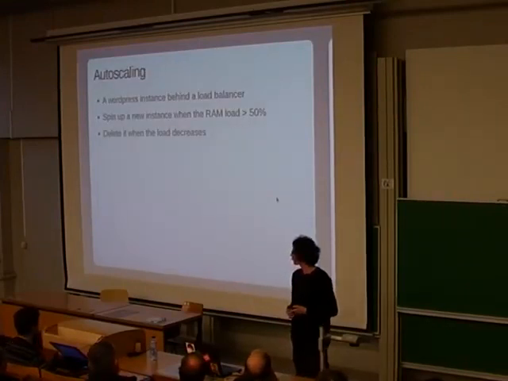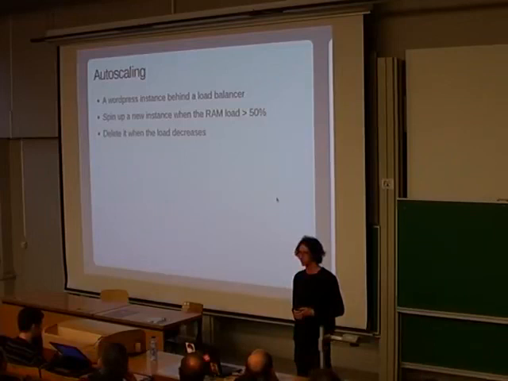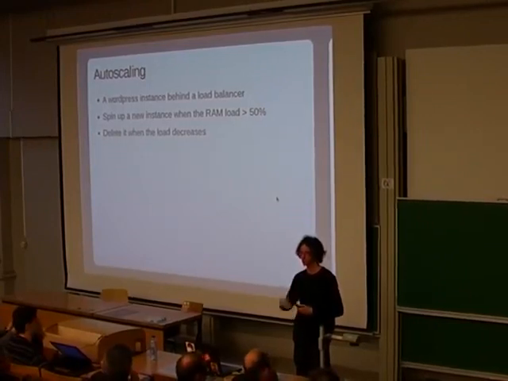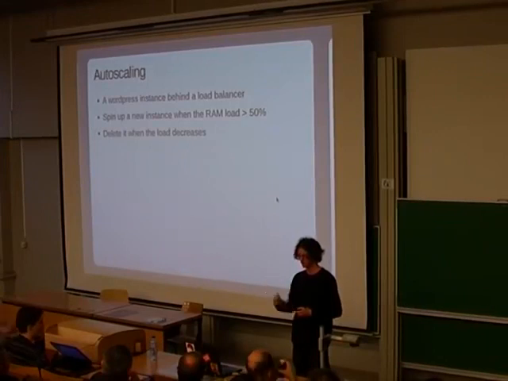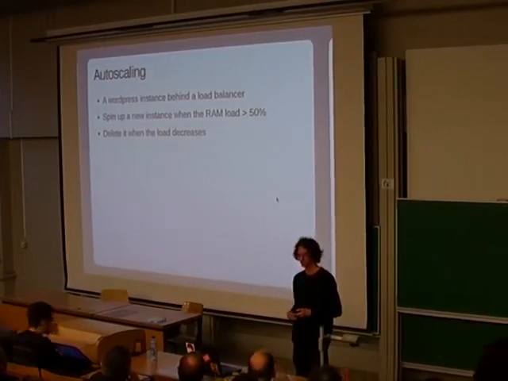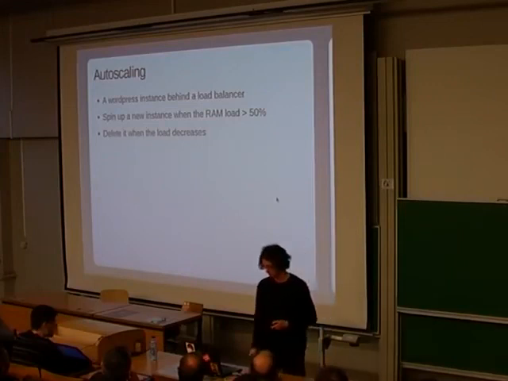So what I'm going to do is have Heat launch a WordPress instance that's in front of a load balancer. Then I'm going to simulate a load that will take the memory to a high level, and we'll see that Heat is going to spin up an instance automatically, and then when the load decreases, the extraneous instance is going to be shut down again.